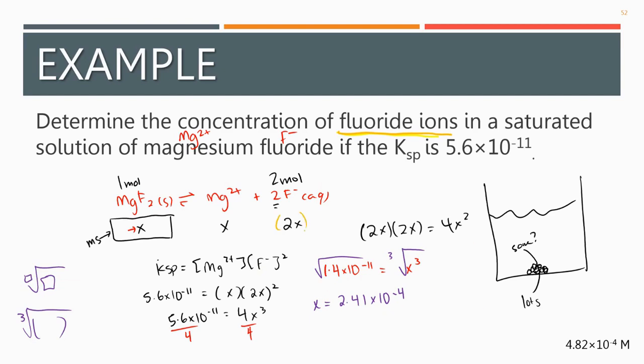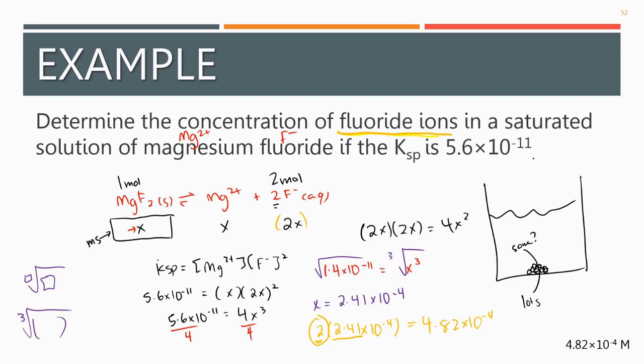So what am I going to do? I'm going to take the concentration of x and multiply it by 2. So 2 times 2.41 times 10 to the negative 4 is equal to 4.82 times 10 to the negative 4. Keep in mind that when you multiply by any number, you're really only affecting the base of this term, not the exponent. So 2 times 2 is 4, 0.41 times 2 is 0.82, so we get 4.82.